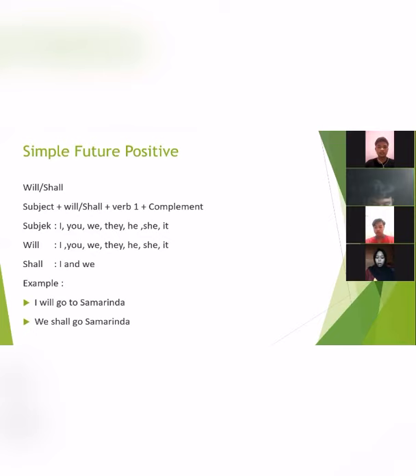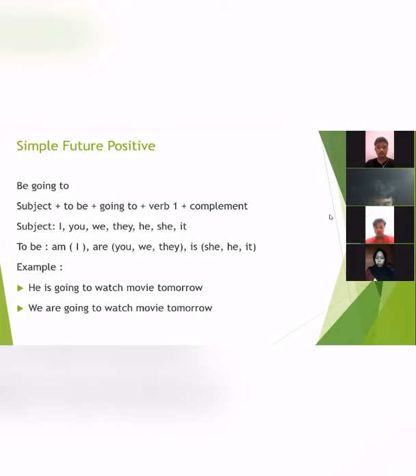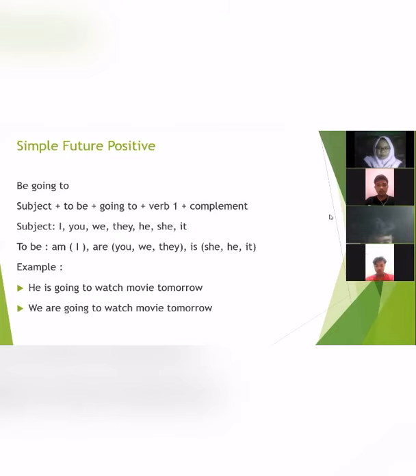Next. Simple future positive. If we use be going to, the formula is subject plus to be plus going to plus verb 1 plus complement. The subject is I, you, we, they, he, she, it, and the to be is am, are, is. For example, he is going to watch a movie tomorrow.